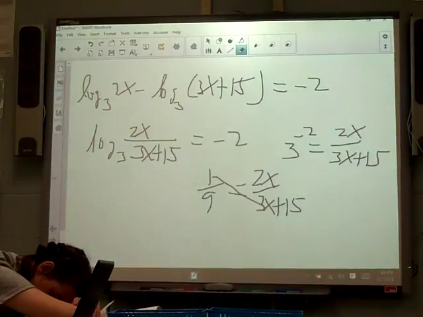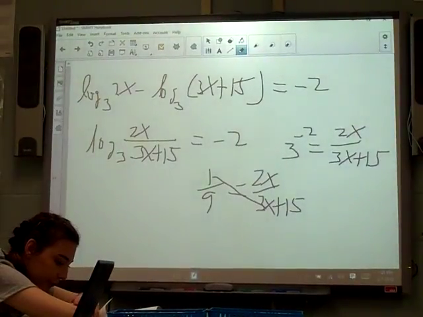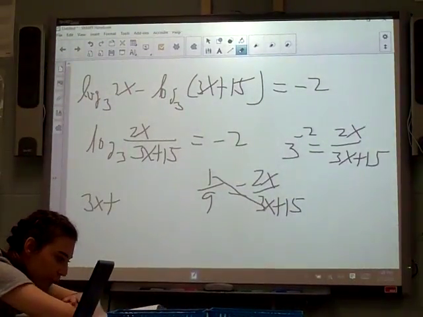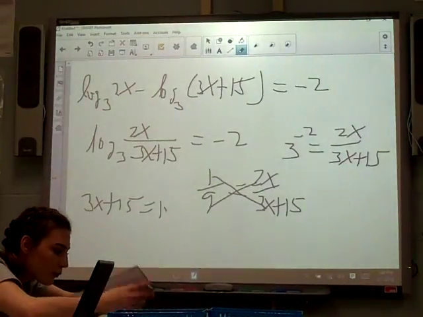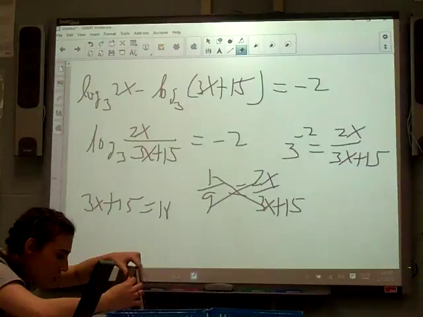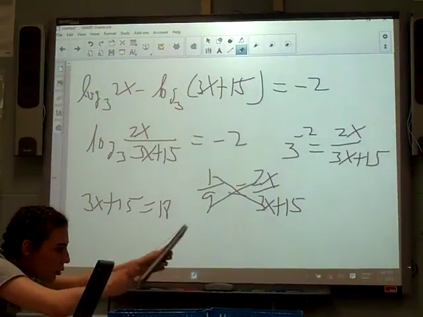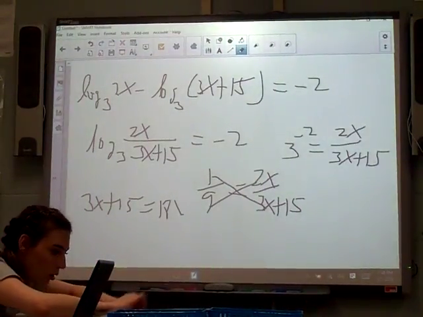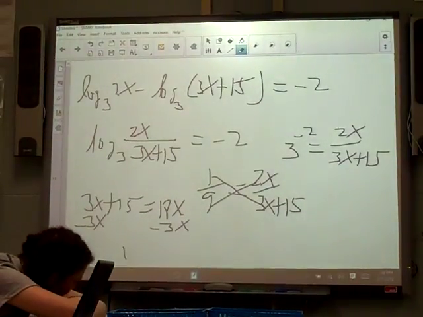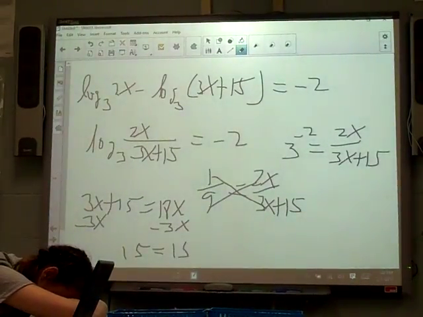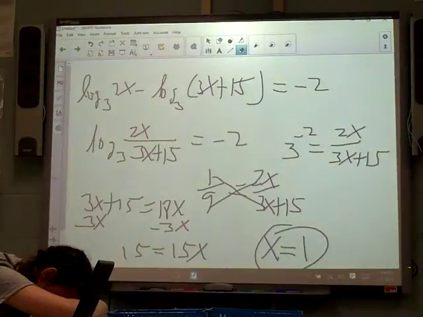So that 1 times that stays the same. So I'm just going to write 3x plus 15. And then 9 times 2x would be 18x. So I would subtract the 3x from both sides. Is that all right? So 15 is equal to 15x. So what does x have to equal? 1. Oh, yeah. You got it, dude.